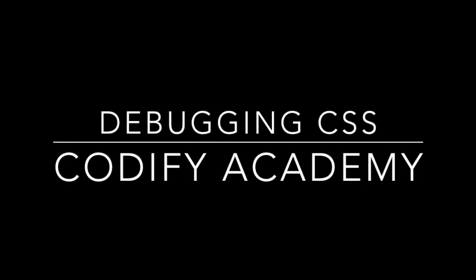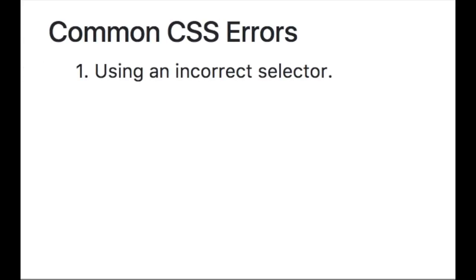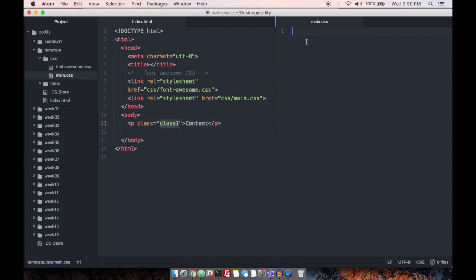In this video, I want to cover the most common mistakes I make and how you can avoid them. Common error number 1, using the incorrect selector. Often I don't select the correct element or elements that I want. The easiest way to avoid this is to add a class to an element or elements you want to style, then call that class in your CSS.